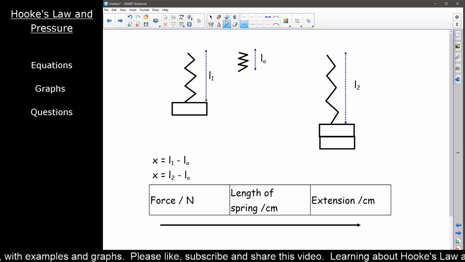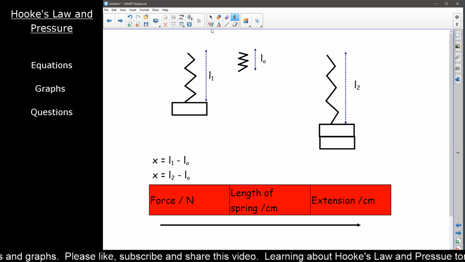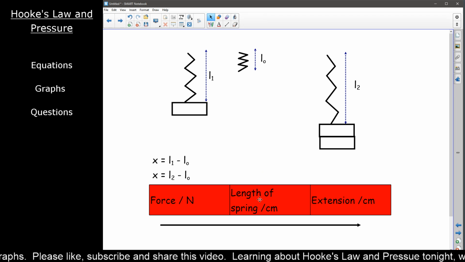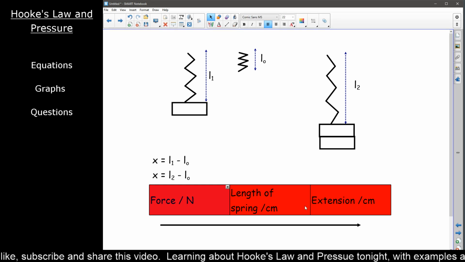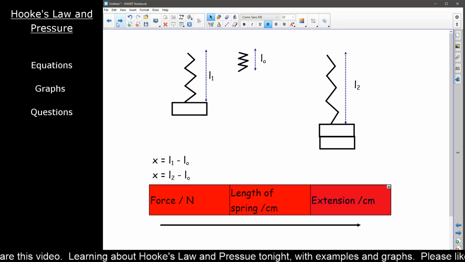Well, we don't really care about the length of the spring. I don't want to fill the whole table, but that'll do. We don't really care about the length of the spring here. What we care about is the force and the extension, because Hooke's law only deals with force and extension. But we need to get the length in order to get there.